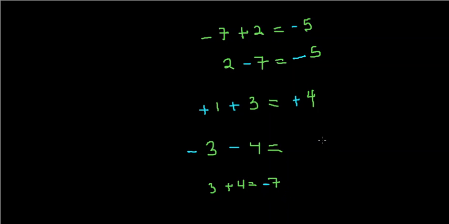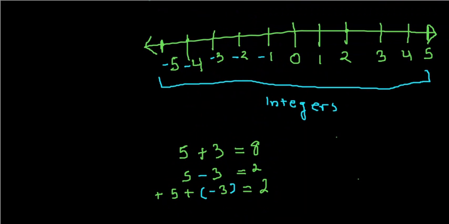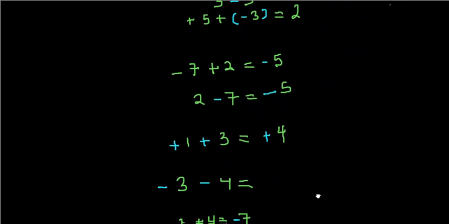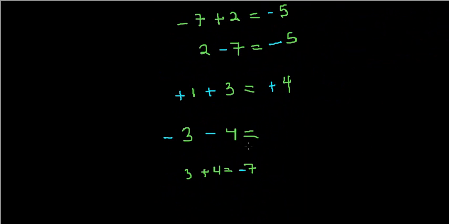So this is just an easier way, instead of drawing a number line, going up to negative 3, and then counting 4 steps. So the answer here, negative 3 minus 4, is negative 7.